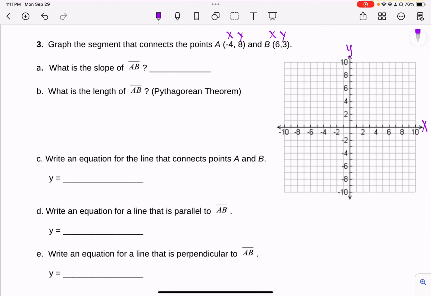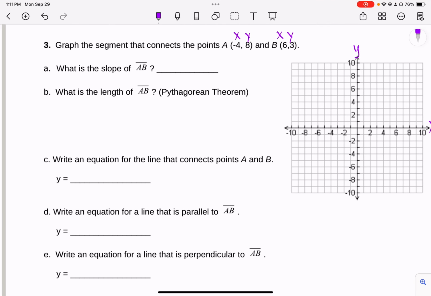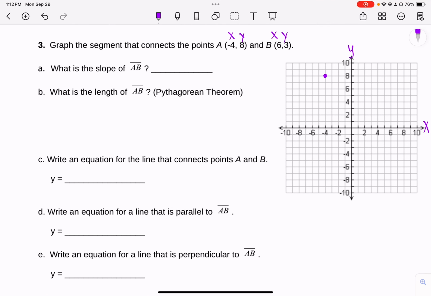Oops, so sorry. Let's see here. So that is going to be right here. And then (6, 3) would be here. Make sure you're labeling those points. That's going to help you out. And then I'm going to connect those dots.